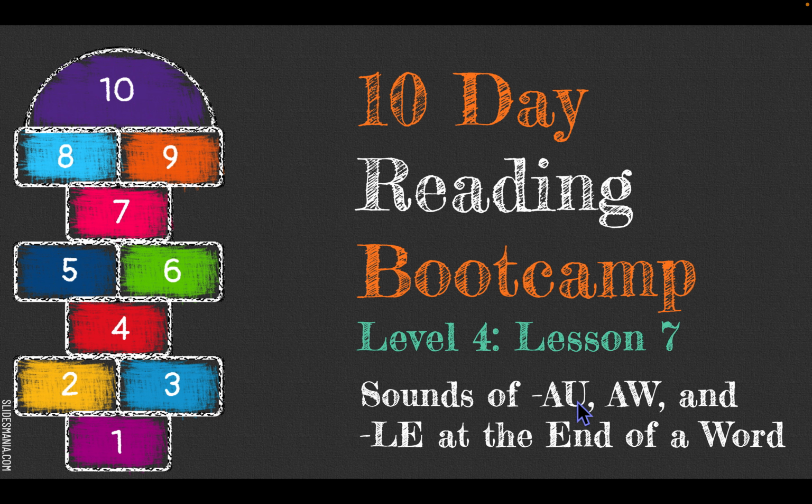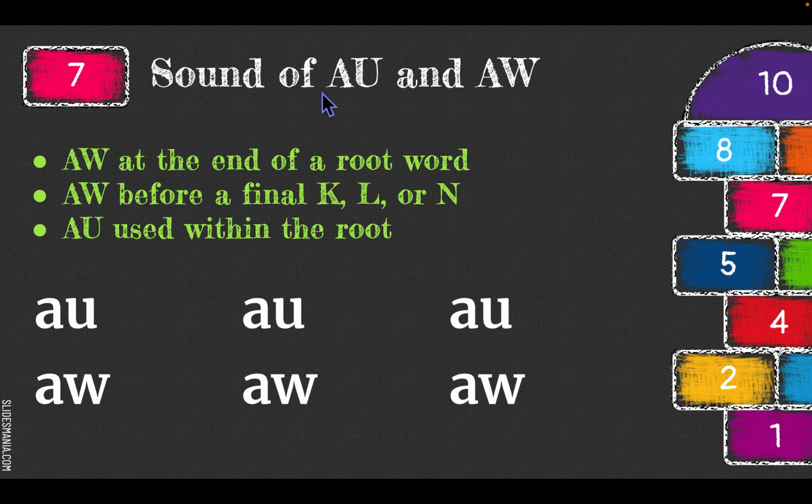We're going to learn about the sounds of AU, AW, and the syllable LE at the end of a word. AU and AW both have the sound of ah. We use AW at the end of a root word, or it can also be used before a K, L, or an N. We use AU within the middle of a word because English words do not end in the letter U. Let's practice these sounds.